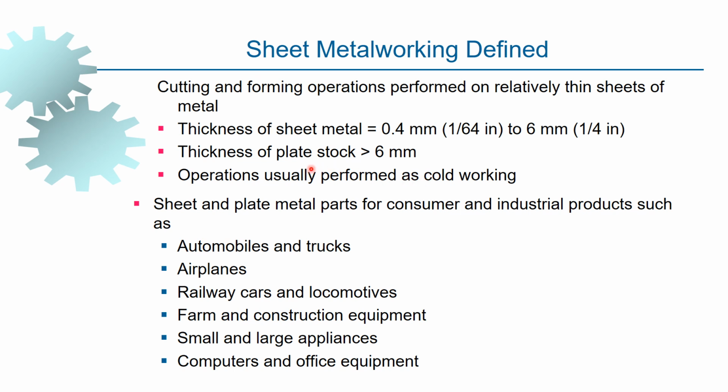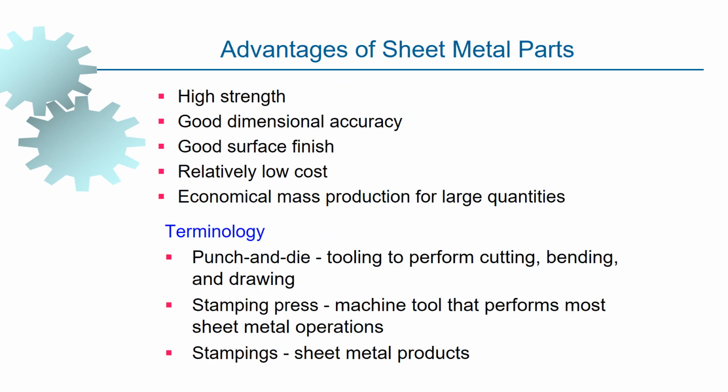You can see the products produced by sheet metal working: automobiles and trucks, airplane bodies, railway cars, then farm and construction equipment, computers and office equipment, etc. What are the advantages of sheet metal working? They have high strength, good dimensional accuracy, good finishing, relatively low cost, and economical mass production for large quantities.